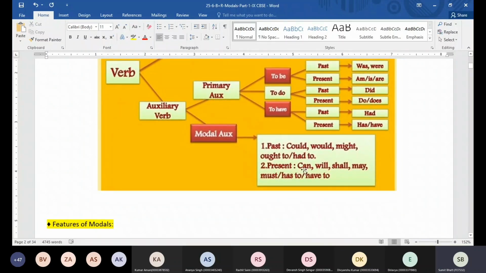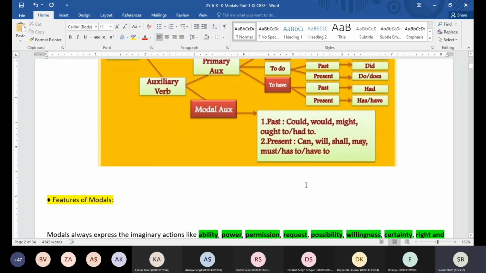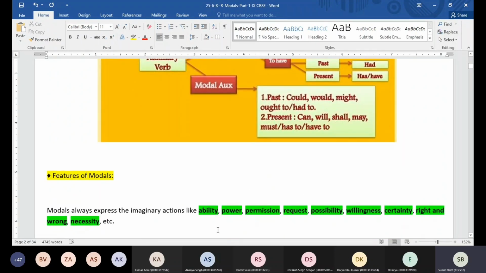But modal auxiliaries, if you're joining only two thoughts using these modals, are always going to be meaningful. They can give you a meaning of either ability, power, permission, request, possibility, willingness, certainty, something is right or wrong, or something like necessity. So different modals are used to show different things. That's why we are going to understand about them, because one modal, for example, can, can show permission, can show request, can show possibility, and can also show ability.